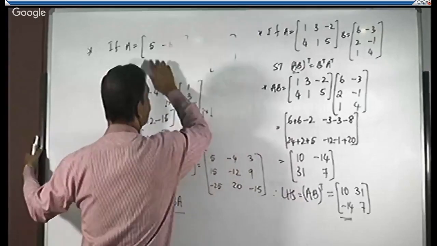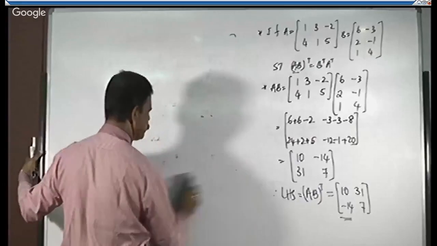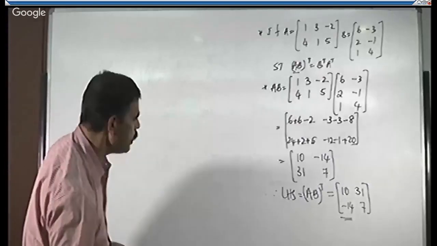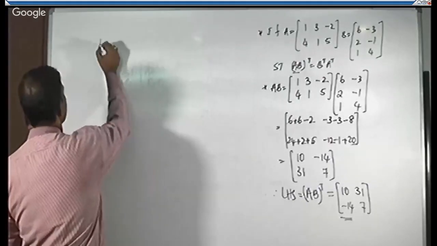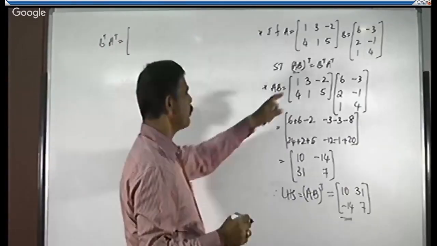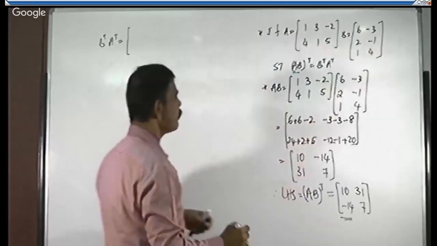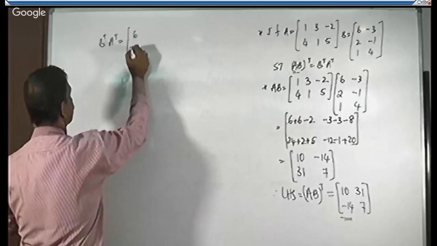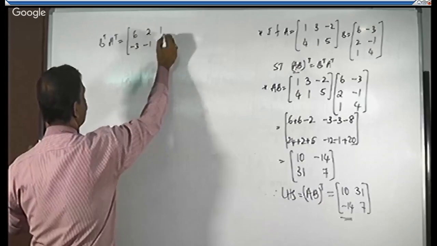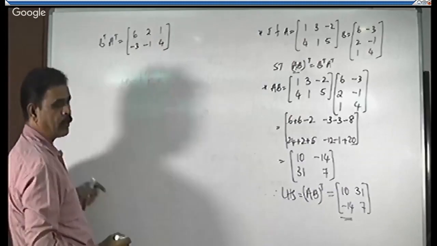Then we need to find out B transpose into A transpose. What is B? B is 6 minus 3, 2 minus 1, 1 4. Make first row into first column, that is what? 6 minus 3. Second row into second column, 2 minus 1. 1 minus 1, 4. Why am I doing this? I need B transpose. Just I am transposing it.